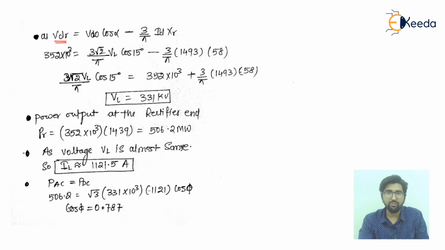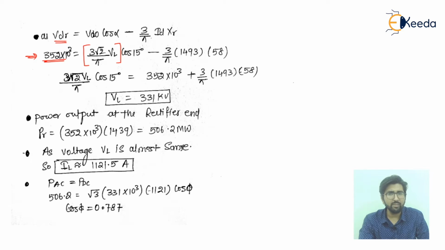Now after putting these values, as we have found the VDR 352 into 10 raised to power 3, and then this is the VD0 we have discussed so many times while deriving and doing the numericals previously. So 3 root 2 upon pi ELL. I have already used ELL. You can use VL or ELL, both are the same, because we have to use the line to line voltage. Then put the value of cos alpha, that is cos 15 degree. After putting this value, you are going to get 3 upon pi. We will solve it, but I'm proceeding with that first.